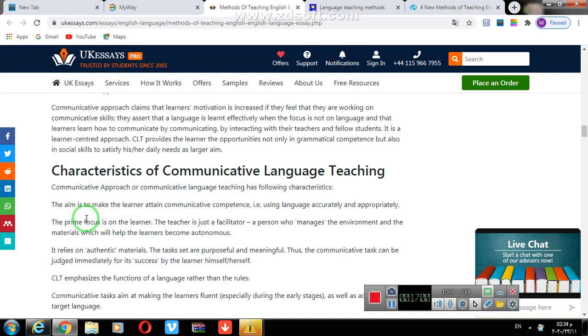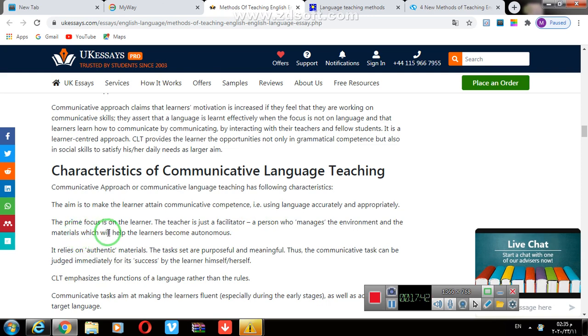The aim is to make the learner attain communicative competence, that is using language accurately and appropriately. So the target behind this method is to use language accurately in a correct way and appropriately in a suitable way. Students have not to make a lot of mistakes, okay? They have to use grammar, reading, and speaking, but they have to use this language accurately, in a correct way, without mistakes.